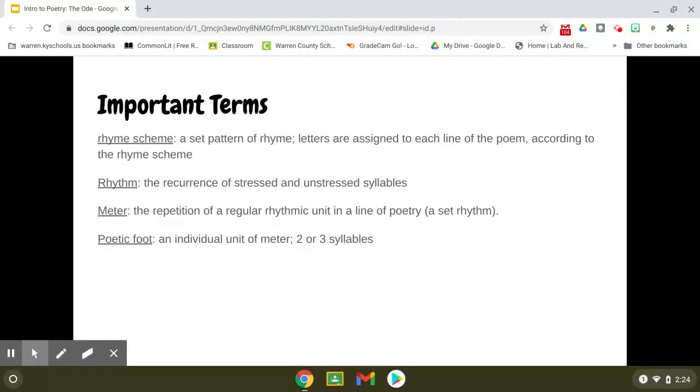A poetic foot is an individual unit of meter. So a poetic foot is either 2 or 3 syllables. And I'm going to show you some examples. I'll signify the stressed syllables with the forward slash and the unstressed with the letter U. So the first type of poetic foot is a 2-syllable foot, and it's iambic. It begins with an unstressed syllable and then a stressed one. Dessert is an example of an iambic foot. We put the stress on the second part of the word.